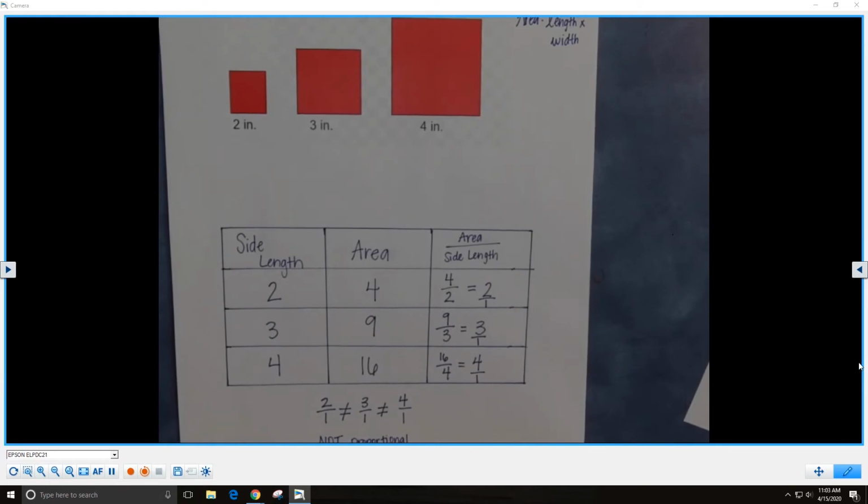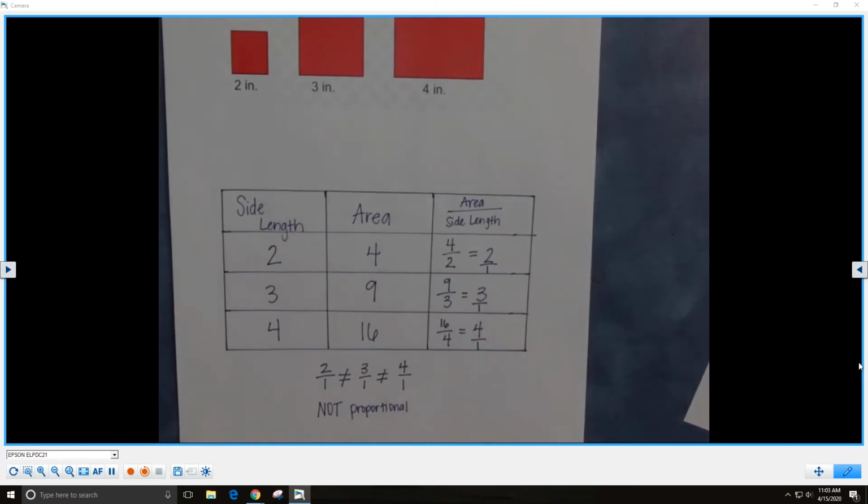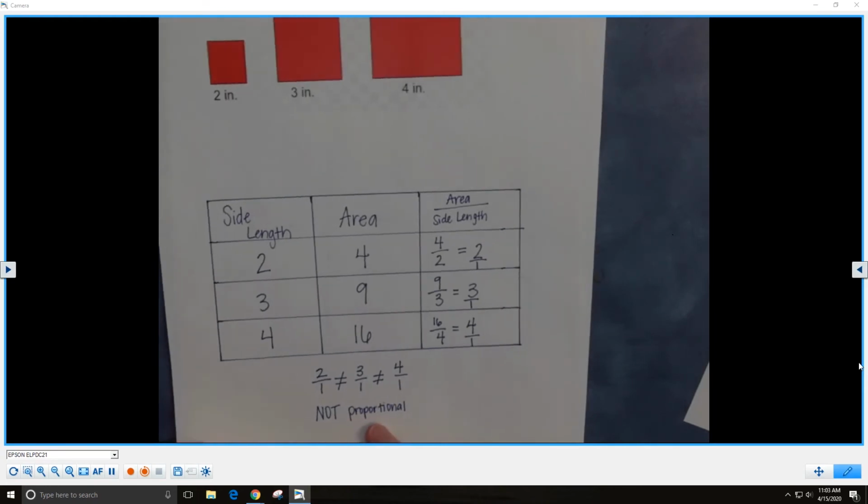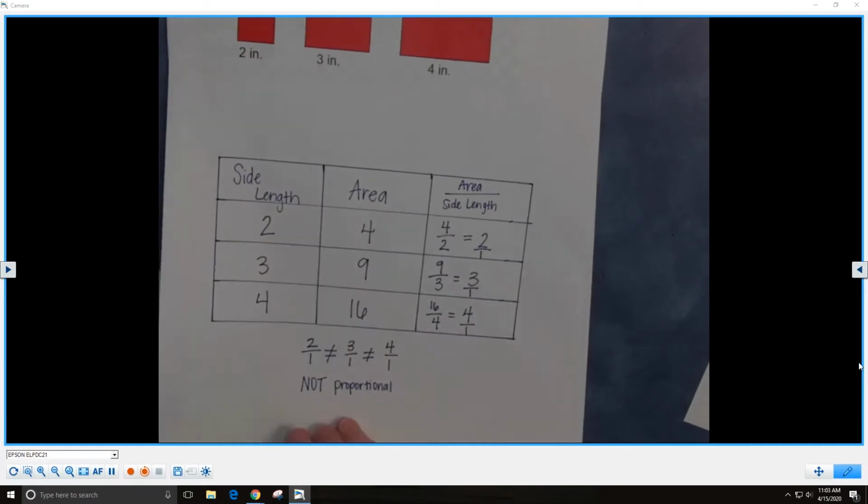Well, what about the relationship between perimeter and side length? Is that relationship proportional? Well, first let's talk about how we find perimeter. Remember that to find perimeter, you find the sum of the side lengths. Since our shapes are squares, all the side lengths are the same. We can use 4 times the side length. Again, let's organize this in a table.